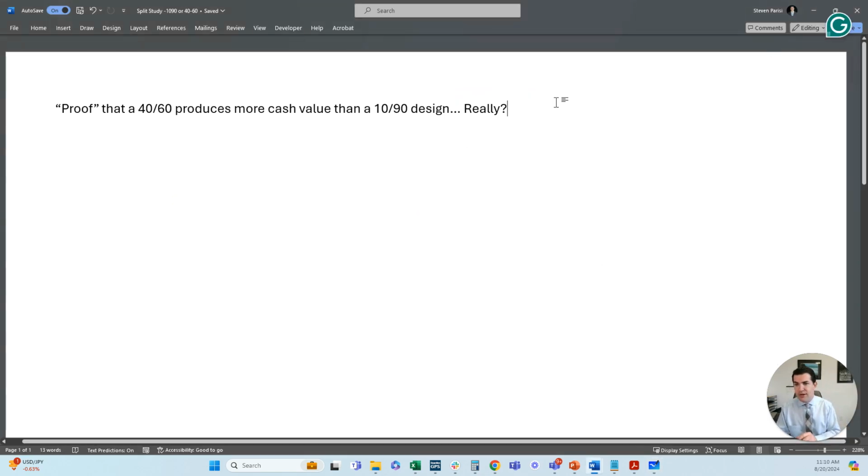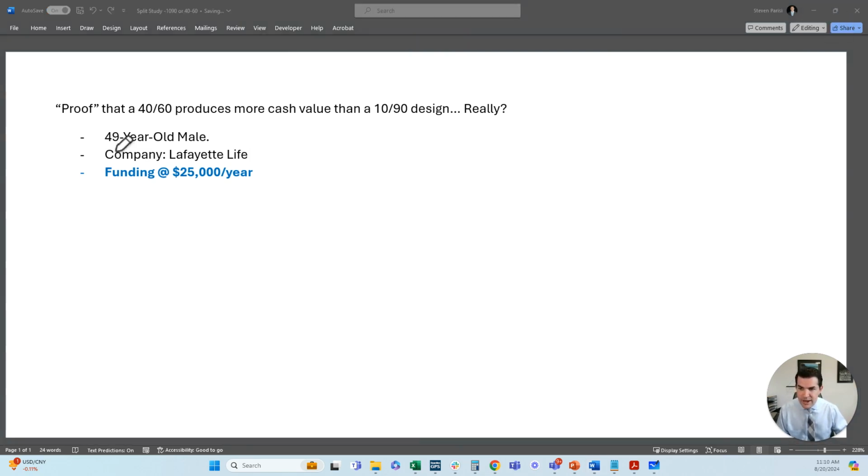So this comparison is based on what someone had recently presented. It is with a smaller company, so not one of your 4 major mutual life insurance companies, but an A-rated company.